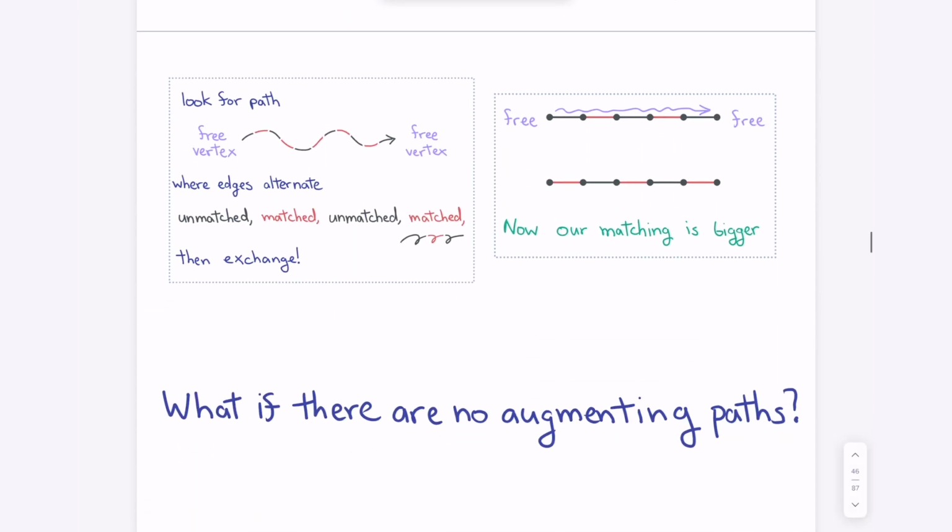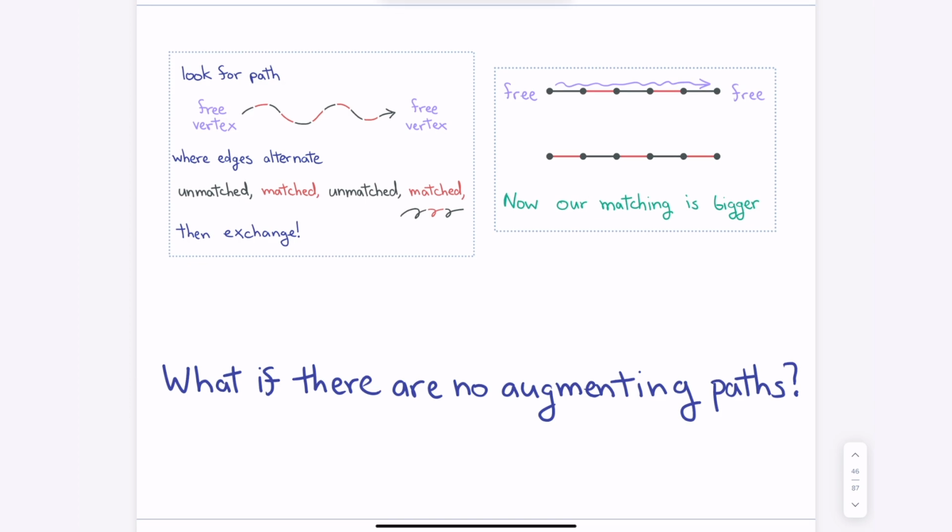Good. Now, what if there's no augmenting paths left in the graph? A reasonable algorithm is, while there's unmatched vertices, look for an augmenting path. If you can't find one, say, oh, I'm done. But to that end, you need to know that if there's no augmenting path, then you've got a good solution. So what happens if there's no augmenting path? How do I prove that I have an optimum solution?